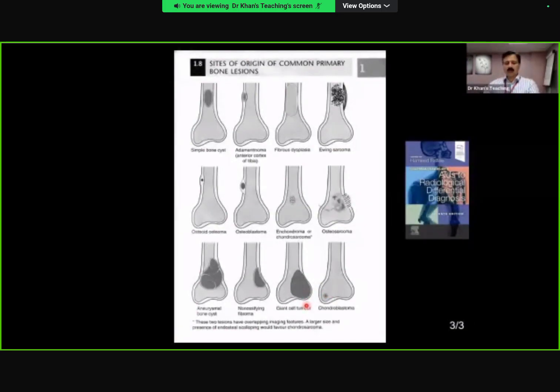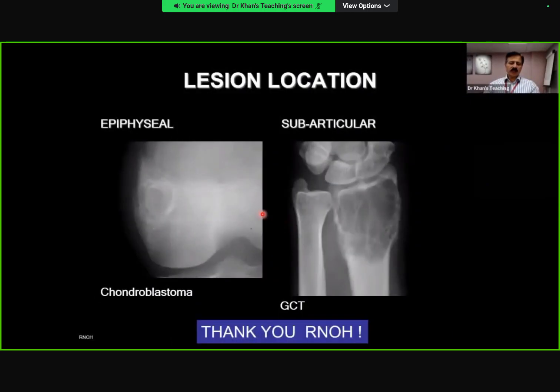So, a few examples, and I thank my colleagues from Royal National Orthopaedic Hospital who have provided a lot of these images, and I've learned all of this bone radiology also from them. So thank you to them.